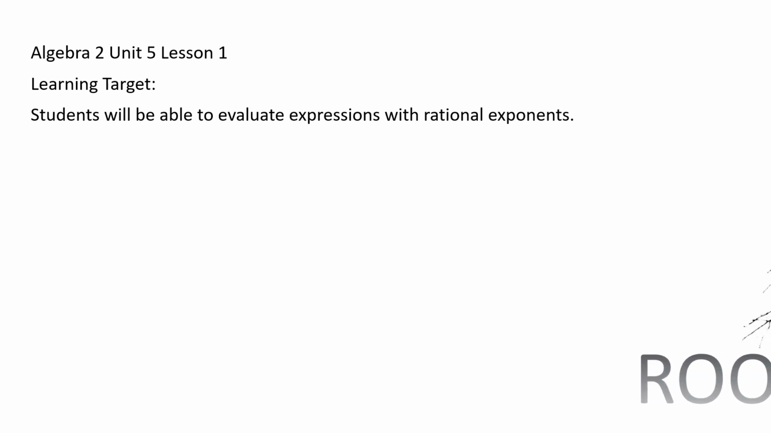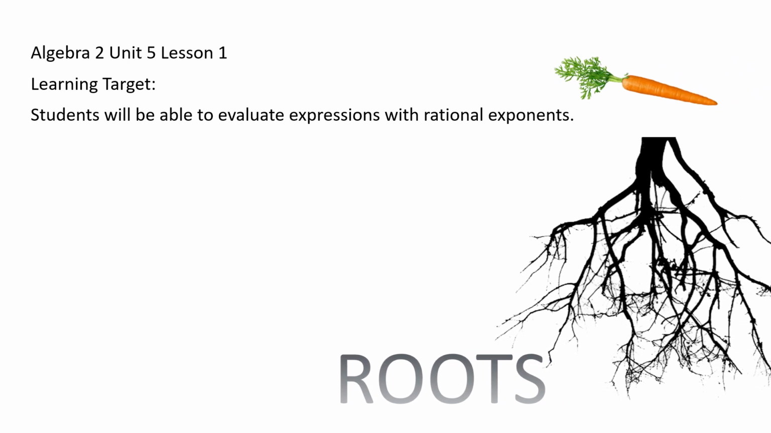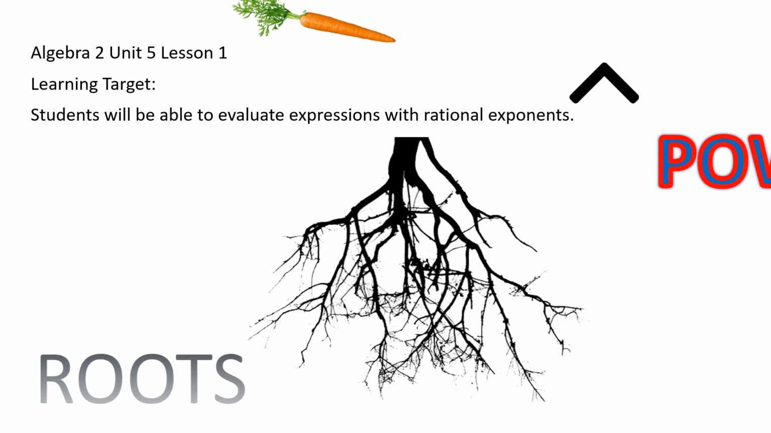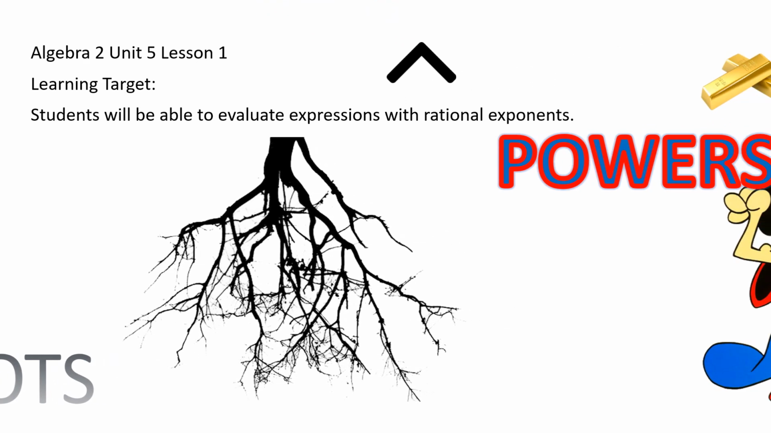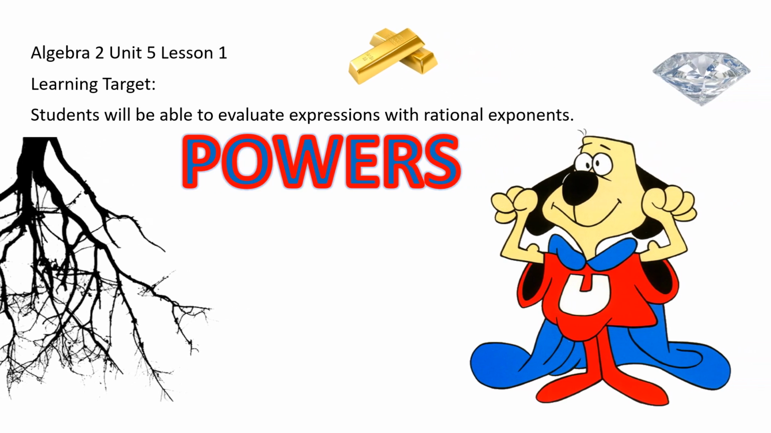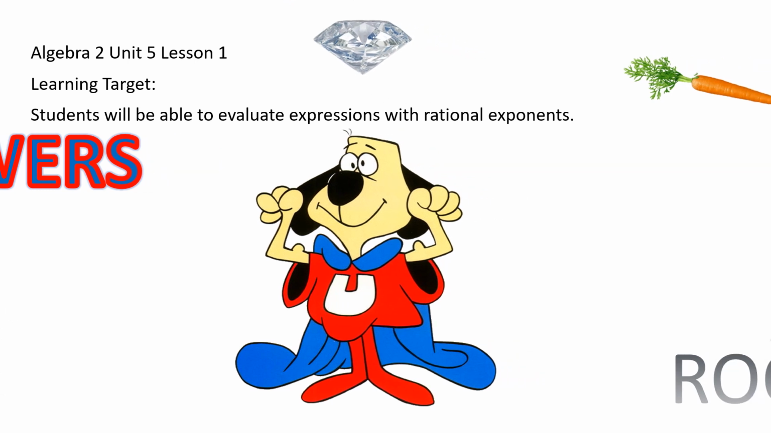Okay, so Unit 5, starting out a new unit. Lesson number 1. We want to be able to evaluate expressions with rational exponents. And of course, if you think about a rational number, those are the numbers we can write as a fraction. So there's both a numerator and a denominator.